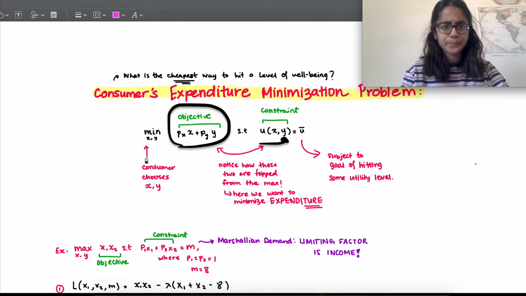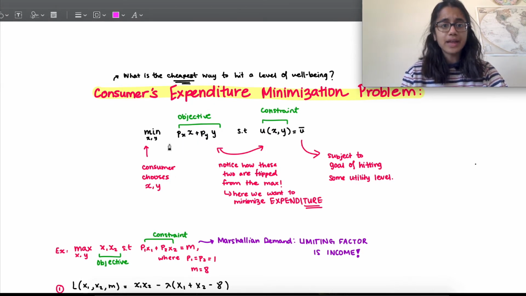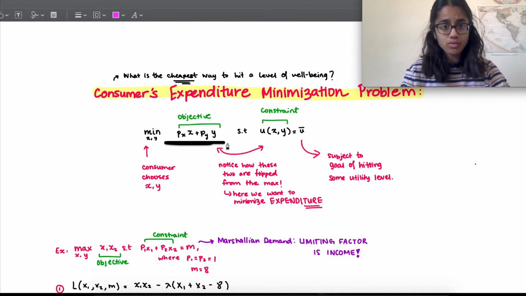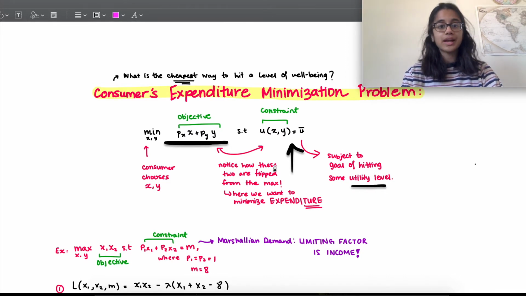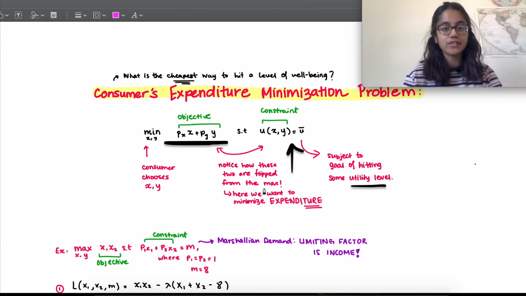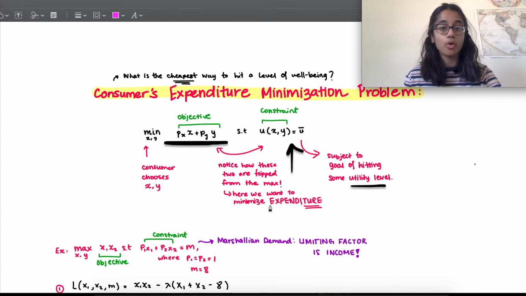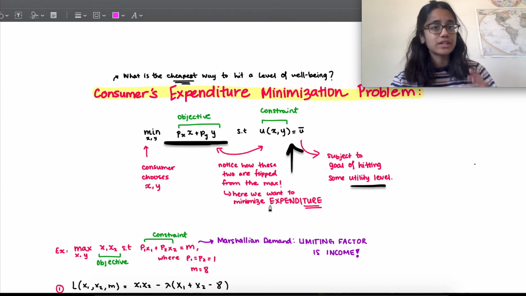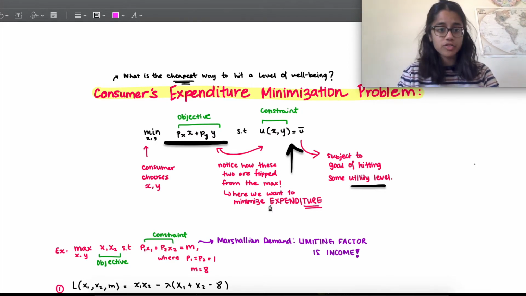So our minimization problem would be: min over x comma y, the consumer chooses x and y. Here's my goal, such that we are fixing that constraint, subject to the goal of hitting some kind of utility level. One thing you should notice is that these are flipped from the maximum utility problem we were working on. Make sure you do it when you have these types of problems in the exam. Make sure that you know what your objective and your constraint is.